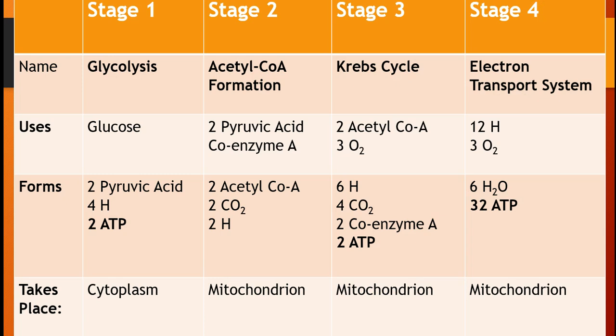So here's what's happening in stage 1, 2, 3, and 4. The most important thing, of course, would be where the ATP is coming from. Over here we have a 2 coming out, 2 coming out, 32. So 32, 33, 34, 35, 36. So we go with the 36 ATP.